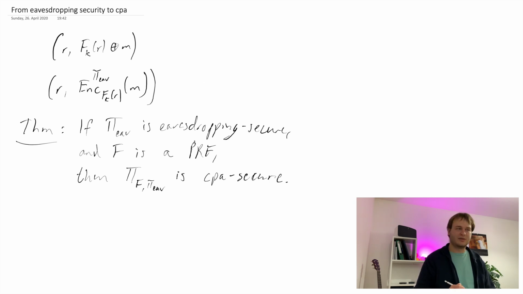This generalizes the thing that we did in the lecture, where essentially this is the theorem where the eavesdropping secure scheme is just a one-time pad. And then this is exactly the same theorem as you had in the lecture. Just this one is a bit more general. Okay, so we want to prove that essentially if we take any adversary, then the probability of it winning the CPA game against our new scheme that we're constructing should be 1/2 plus something negligible.